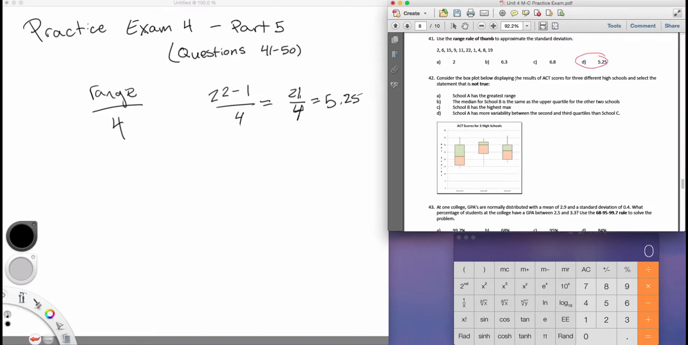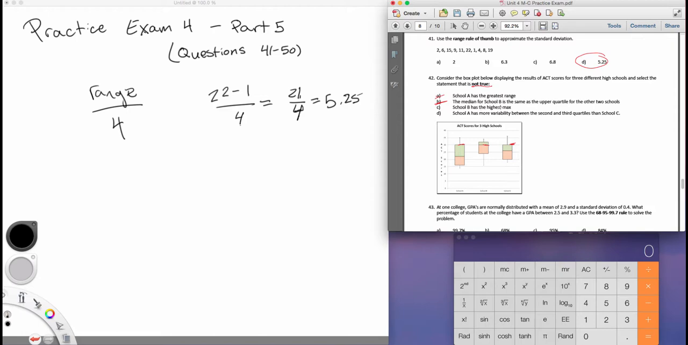All right, consider the box plot in question 42, for ACT scores of 3 different high schools, and select the statement that is not true. So we're looking for what's not true. School A has the greatest range. So there's the range. Just by a quick glance, it looks like that is true, so I'm going to cancel that one out. The median for school B, the middle value right here, is the same as the upper quartile for the other 2 schools. There's the upper quartile, and there's the upper quartile. That looks true, so that's not one of our answers.